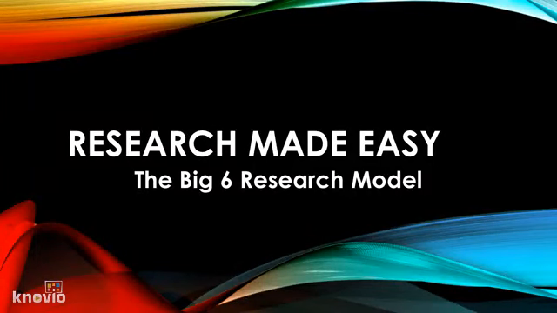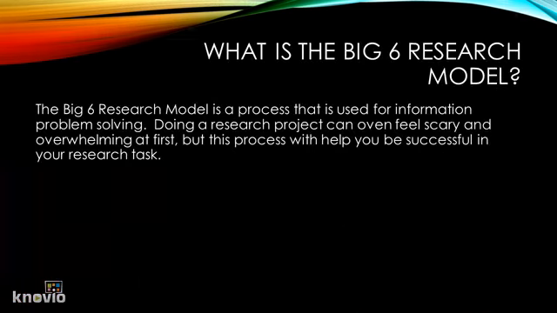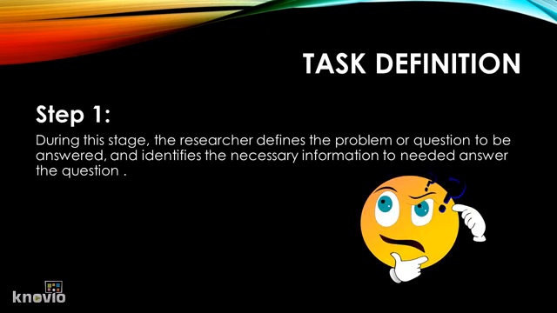All right, students, in conclusion, I have a little presentation just to review the steps of the Big Six research model. Remember, students, the Big Six research model is a process that's used for information problem solving. Sometimes these steps even come naturally to us and we don't realize it. Doing a research project can often feel scary and overwhelming at first, but remember, this process will help you be successful in your research task.